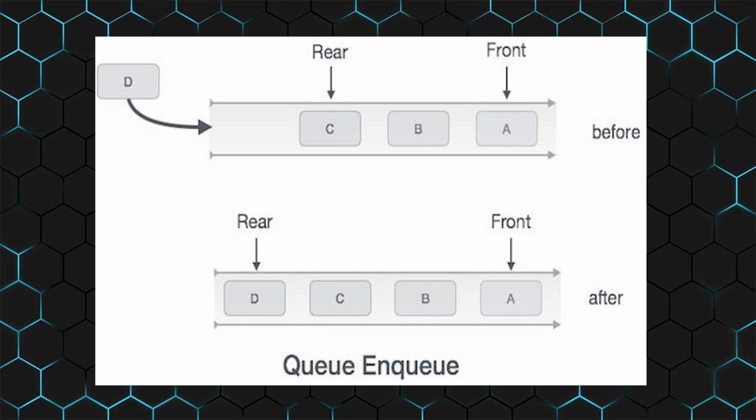Here we can see that the new item D is enqueued in the queue. For doing so, the rear pointer is incremented to point to the next empty space, and the element is inserted in the location where the rear is pointing.